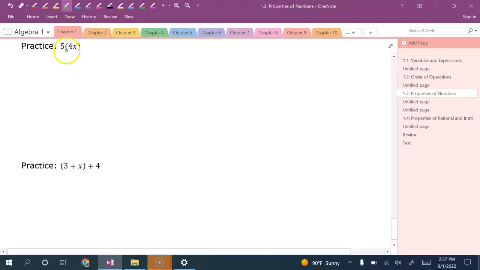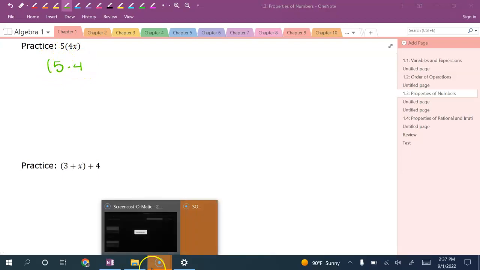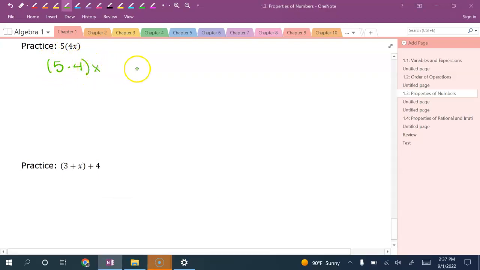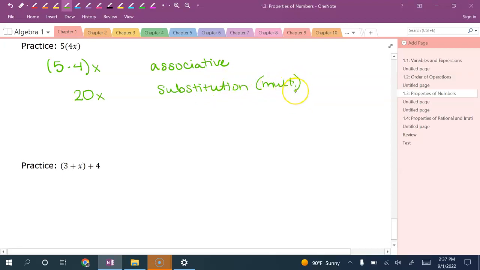So for this first one, I switched my grouping so that it went around the 5 and the 4, and that was using the associative property. Then I multiplied, so 5 times 4 is 20, and then x, and that would just be using substitution with multiplication being the reason there, because I just multiplied 5 times 4.